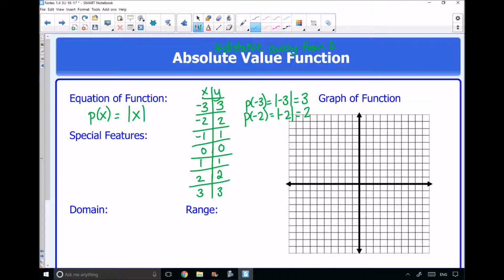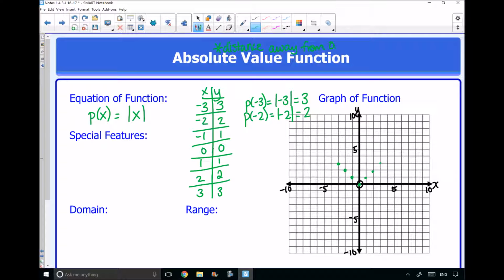So I'm going to go ahead and set up my axes. I'm going to label this my x-axis, my y-axis. I'm going to label this 0. I'm going to have a 5 here, a 10 here, a 10 here, a 5 here. I'm going up by ones. And if I were to go to -3, 3, this is where my graph would be. Go to -2, 2, this is where my graph would be. -1, 1. So on and so forth.